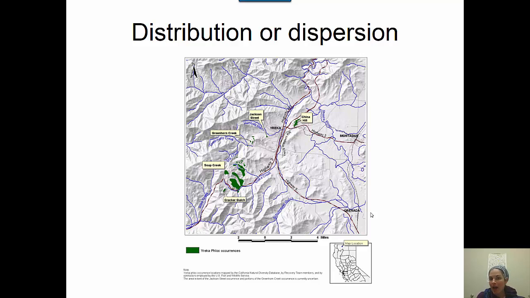An example that I have of that is the Wairika phlox. The Wairika phlox is only found in scattered populations that are clumped together in certain areas around Wairika. It seems to be associated with serpentine soil, so it's only going to be able to establish in habitats that meet those particular requirements, that have those kinds of soils.